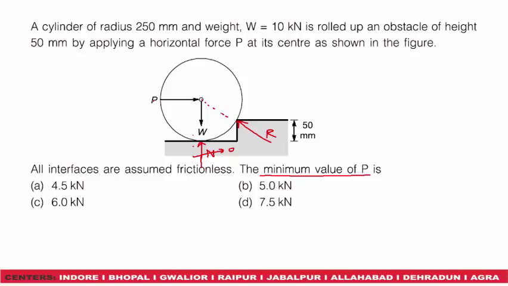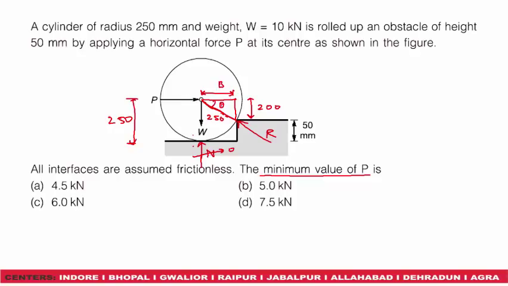Now since the radius is given to us, this total distance from here to here is 250, and since this distance is 50 mm, this distance will be 200. Since it is the radius, this distance will be 250. So we get a triangle with hypotenuse 250 and height 200, and let's say base B. Let this angle be theta.